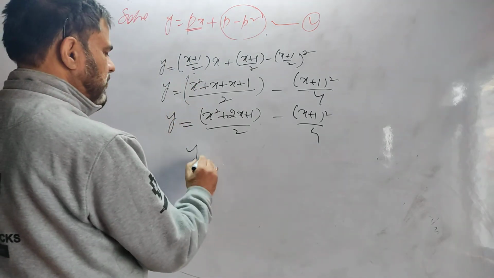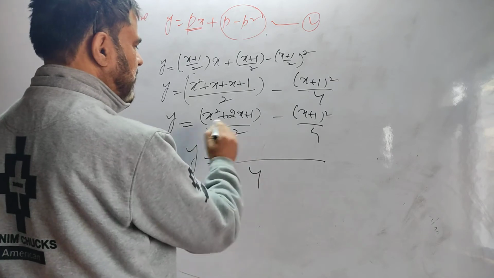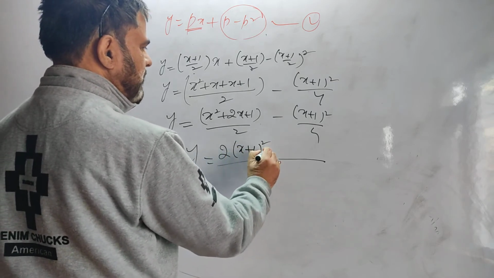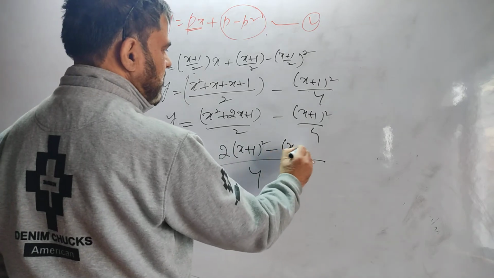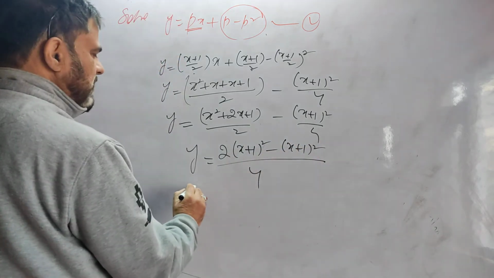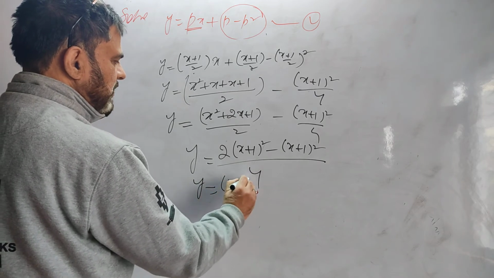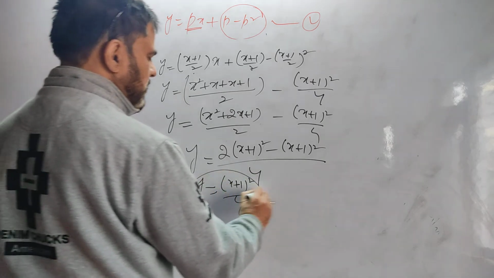This gives you, taking 4 as the LCM, y is equal to 2 times x plus 1 square minus x plus 1 square. This is y is equal to x plus 1 square by 4. This is your singular solution.